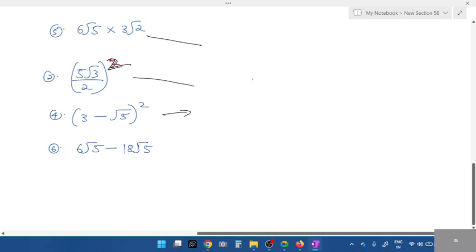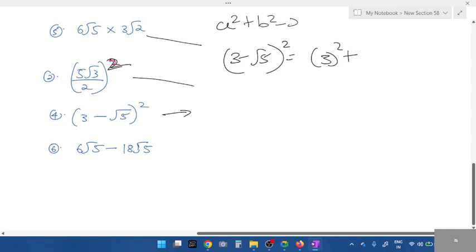This question. A plus B or A minus B? A minus B the whole square. Yes, A minus B the whole square. Remember the formula for A plus minus the A square plus B square minus 2AB. So A square root 5 the whole square minus 2 into root 2 into 3 root 5.